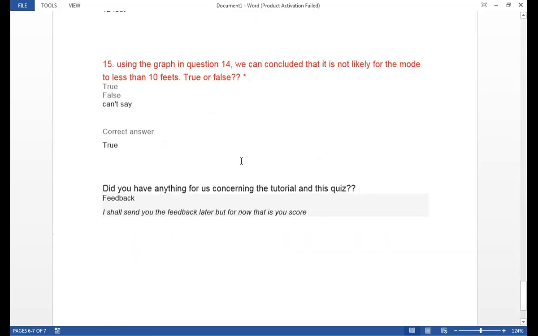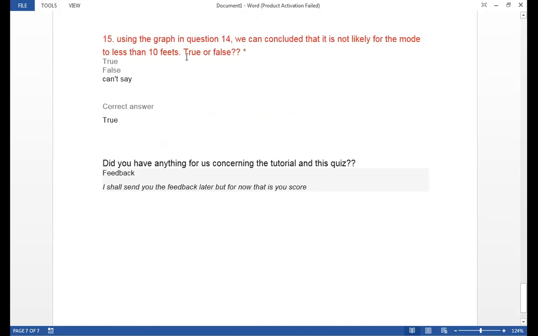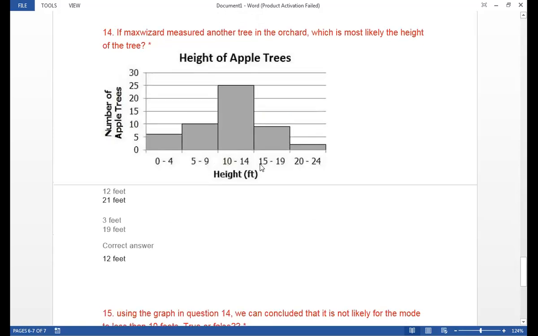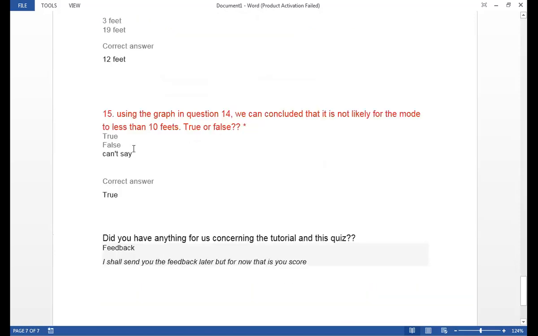Let's see what the question is. The question is asking that it is not likely for the mode to be less than 10. Yes, that's true, because the mode is actually going to be between 10 and 14. So it is not likely that the mode will be less than 10. The mode can be 10, 11, 12, 13, or 14, so it will not be less than 10. So the answer will be true.